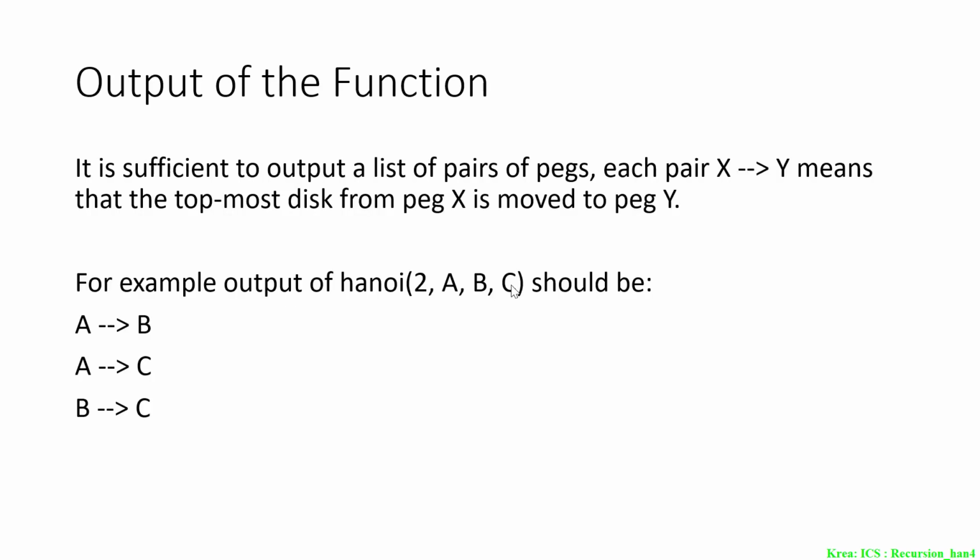Now we are going to define what the output of the function would be. It is sufficient to output simply a list of pairs of pegs. So basically we will output X pointing to Y, and it means pick up the topmost disk on the peg named X and put it on top of the stack on peg Y. For example, if I want to solve for 2 disks and all the disks are initially on peg A and they want to end up on C, then you can verify that the output can be described simply by saying move top disk from A to B, top disk from A to C, and then from B to C, and you will get the final solution.